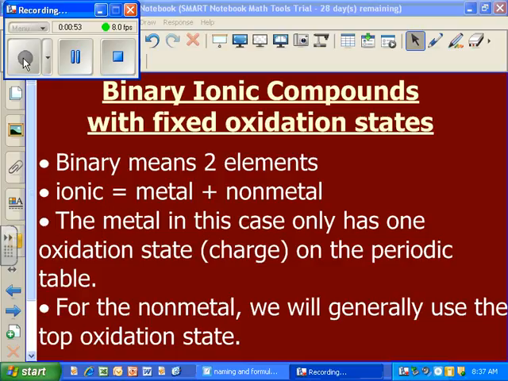When we go to handle the nonmetal, for the most part we will be using the top oxidation state listed in the box on the periodic table. And by top, I literally mean the one furthest in the upper part of the box. Not the highest value, not the smallest value, but the one at the top of the box for that element.